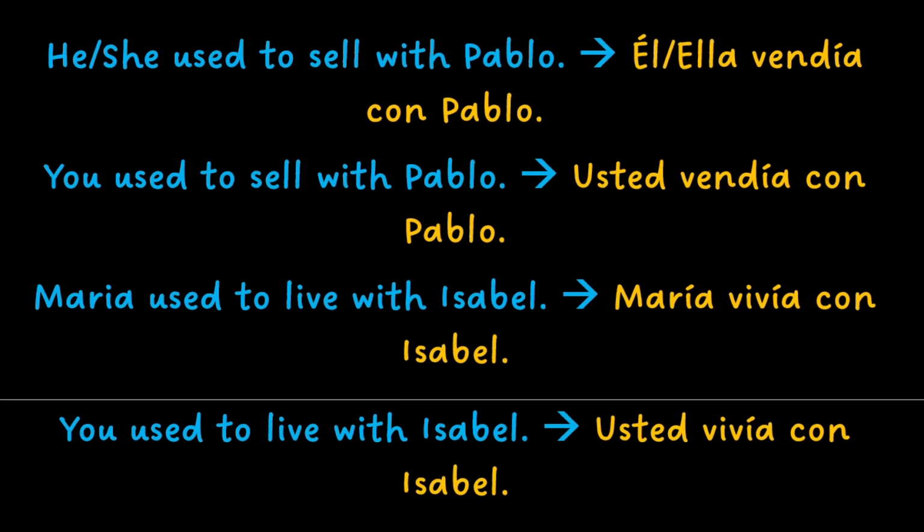He or she used to sell with Pablo is él or ella vendía con Pablo. You used to sell with Pablo is usted vendía con Pablo. Maria used to live with Isabel is Maria vivía con Isabel. And you used to live with Isabel is usted vivía con Isabel.